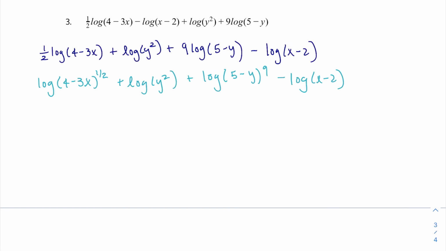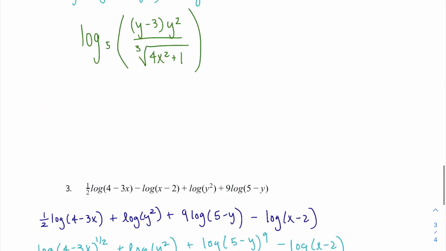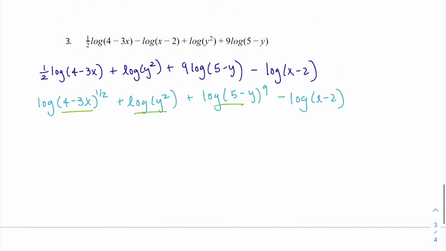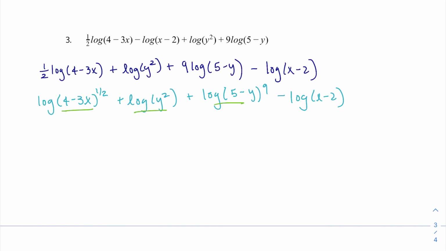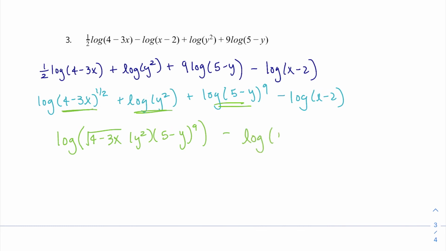Now we'll do product rule. We have 3 things. This is the first one where we have 3 things being added. So all 3 of those things are going to become multiplied inside of the log. So we have square root of x times y squared times 5 minus y to the 9th minus log of x minus 2.